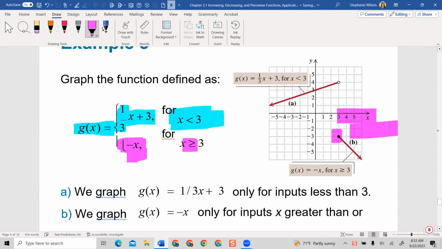Okay, so this is the piecewise function. What it's telling me is that I have this function and it's happening in different places and it has a different behavior. Okay, so take a moment to review this.